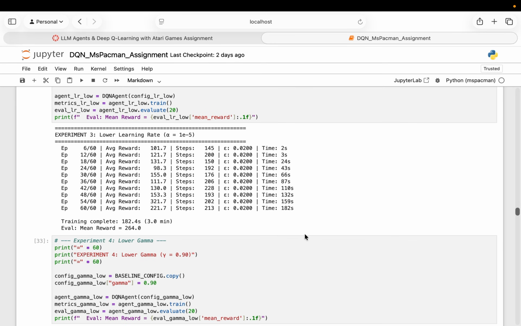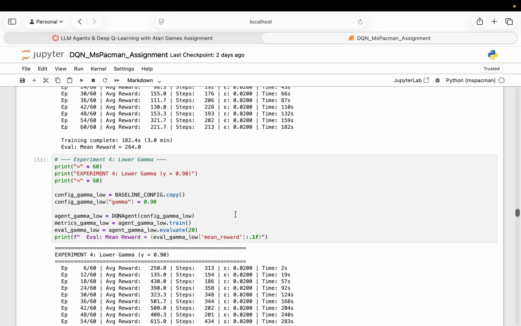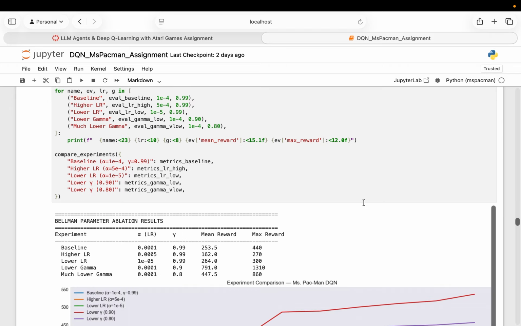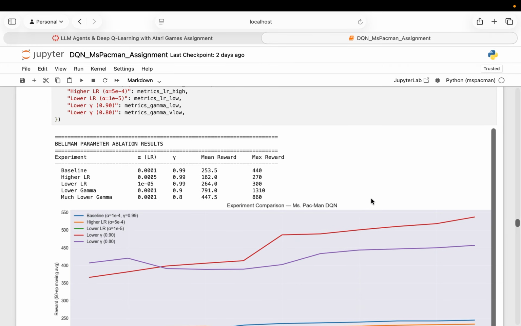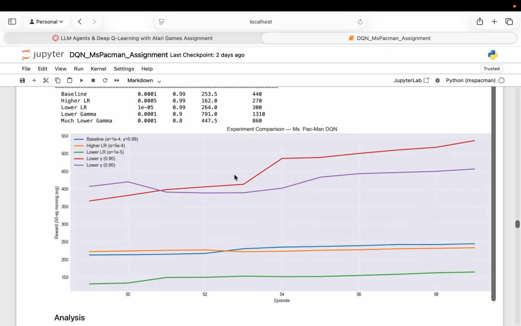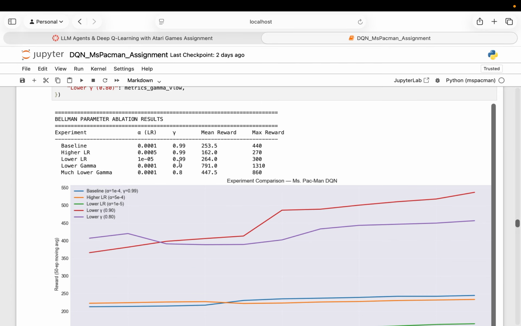For gamma, the results are dramatic. Reducing gamma from 0.99 to 0.90 made the agent short-sighted. It could eat nearby pellets but couldn't plan routes through the maze. The ghost eating cascade happens many steps after the power pellet decision, and with gamma 0.90, that future reward is discounted too heavily to influence the agent's behavior. Gamma 0.80 was even worse, essentially random navigation. Here we can see the experiment comparison.